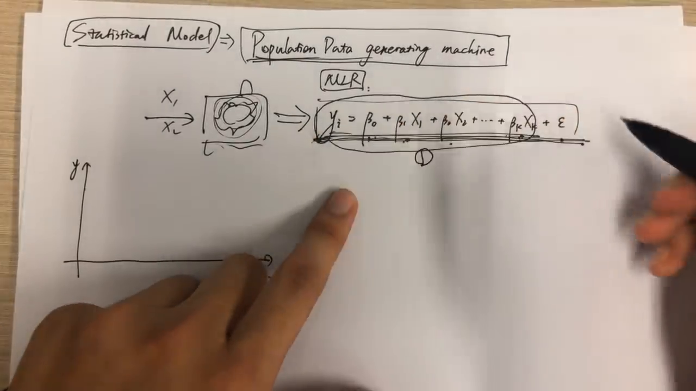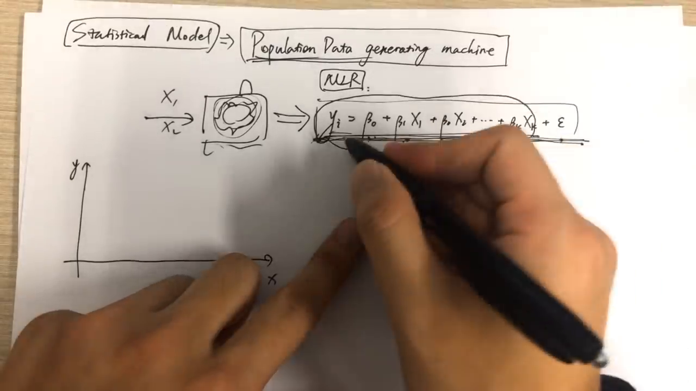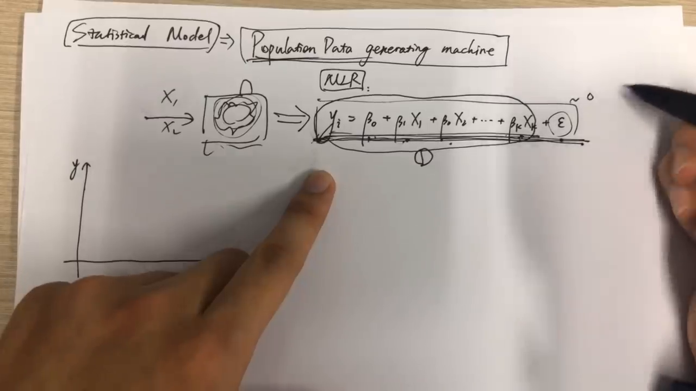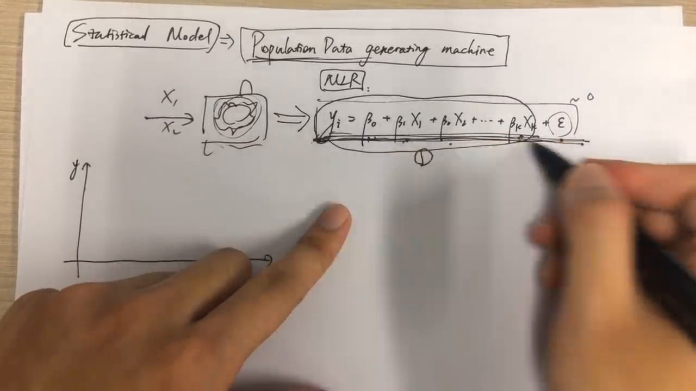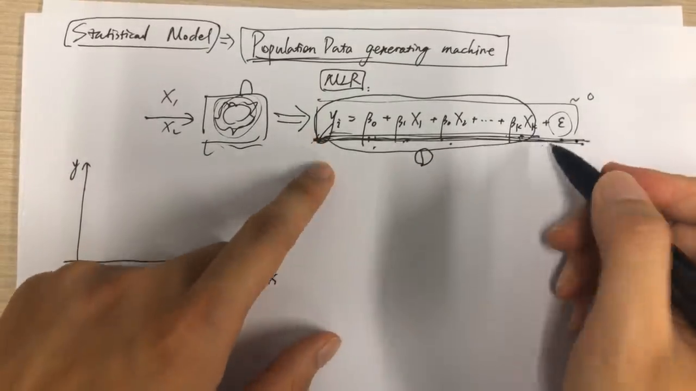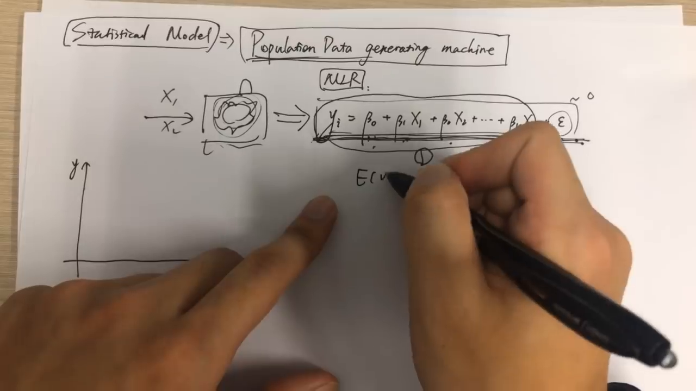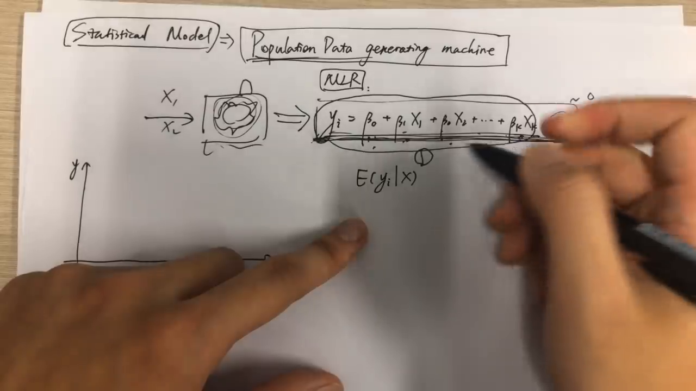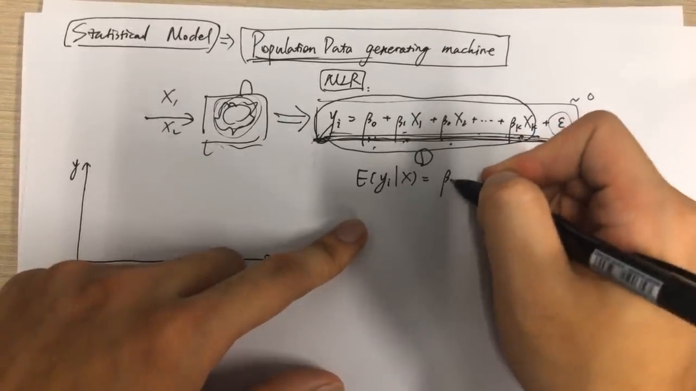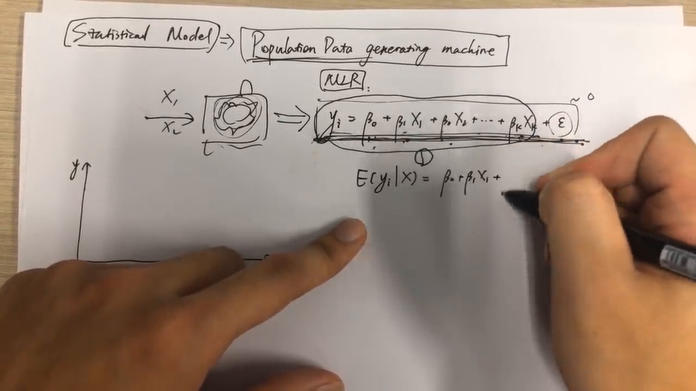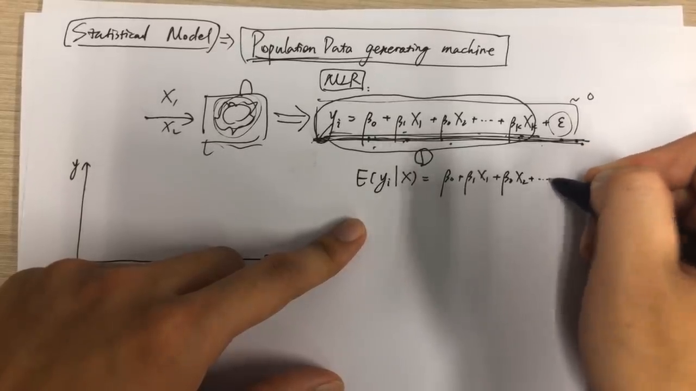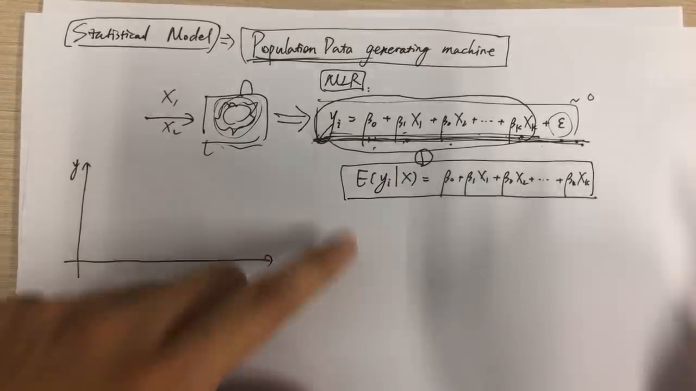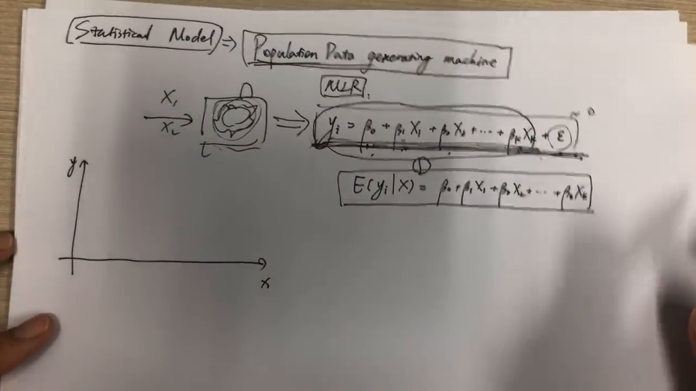To be more precise, how do we remove this error term? Well, we know this error has a mean of 0. Therefore, we take an expectation on both sides of this equation, so that we get E(Y given x), for any given x series, equal to beta 0 plus beta 1 x1 plus beta 2 x2 plus beta k xk. So this is the first part of the multiple linear regression model.